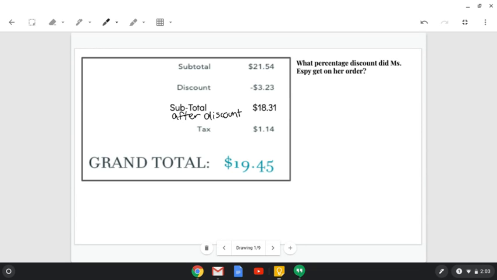Okay, so today we are going to work on finding the percentage that was taken off of an order, and we're also going to find the percentage of sales tax. So this is a real life screenshot that you see of an order that I just placed. I had to order some samples for my wedding invitations.